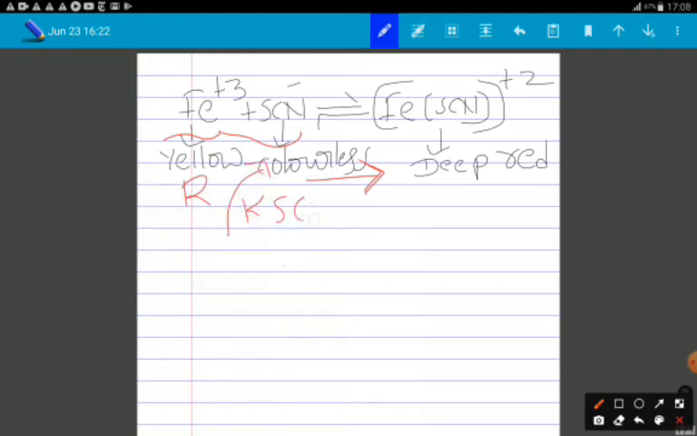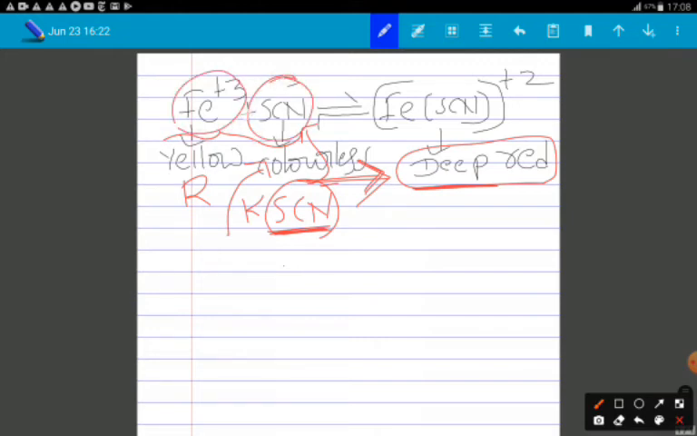Okay, so once potassium thiocyanate is added, the ion concentration on the reactant side increases. So this is going to favor the forward direction. How can you tell? The deep red color intensity slowly increases. Now, either you remove the reactant, so once the reactant decreases, the reaction goes in the backward direction. Why? Because the concentration is less on the reactant side.